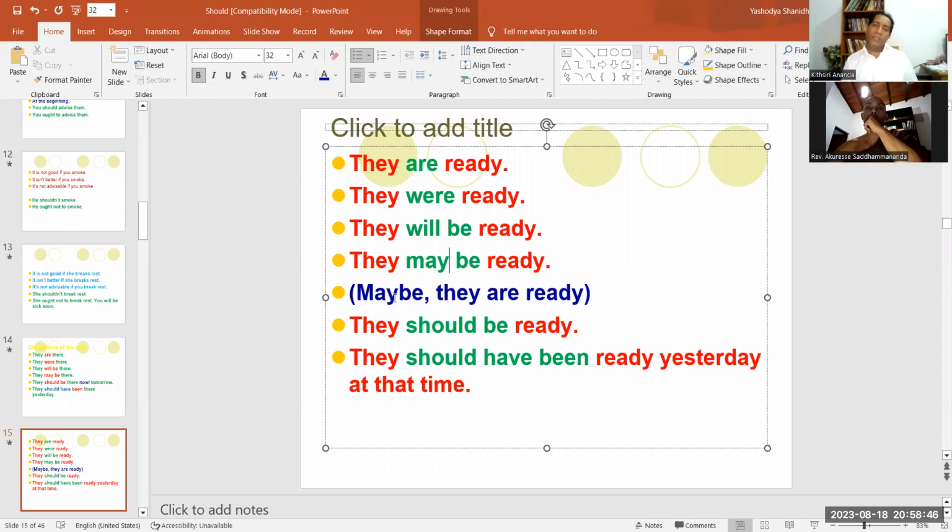So when you just look at these examples, you can understand that there are different ways of making the same idea. That's why English becomes so easy. By hook or crook, you can make the idea and convince the other person as you require. They should be ready. They should have been ready yesterday at that time. It would have been better, it would have been good if they were ready. By using should have plus past participle, you can say that.